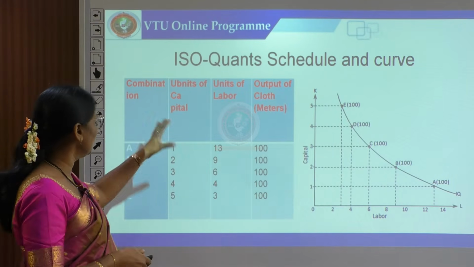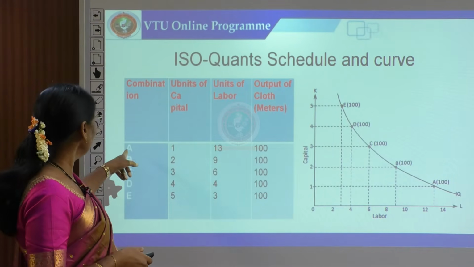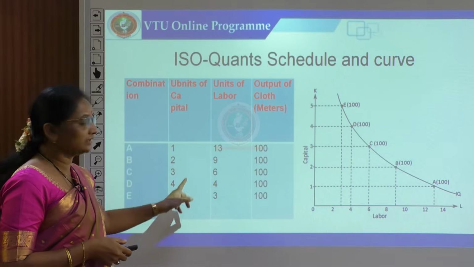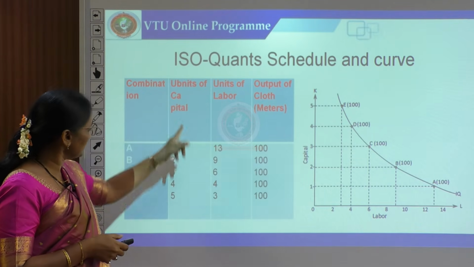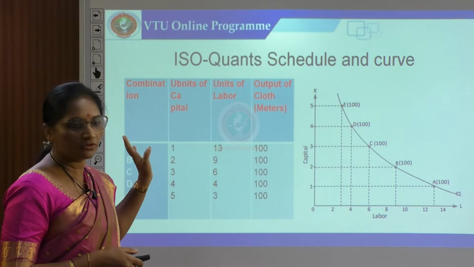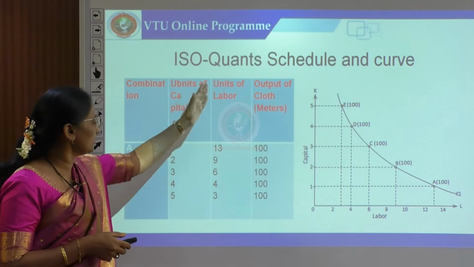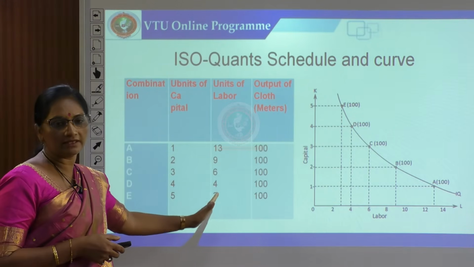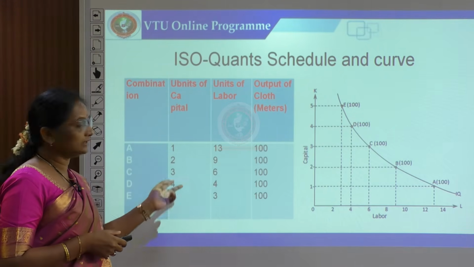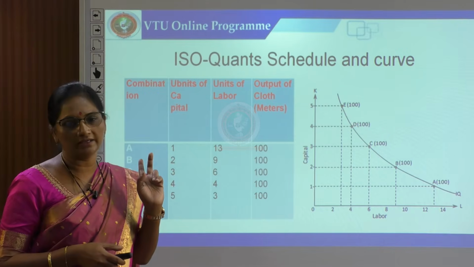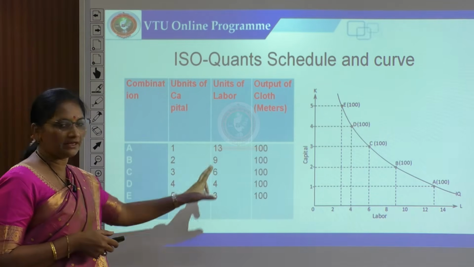That we need to understand here in this graph. See here, A, B, C, D, E are the different combinations, and here are the units. If you want to increase the labor, definitely you have to reduce the capital. Okay, if you want to increase the capital, you have to reduce the labor. If you want to decrease the capital, you have to increase the labor. Means decreasing one factor should lead to an increase in the other factor. That we can understand with the help of this schedule.